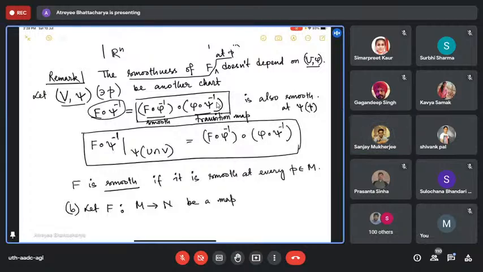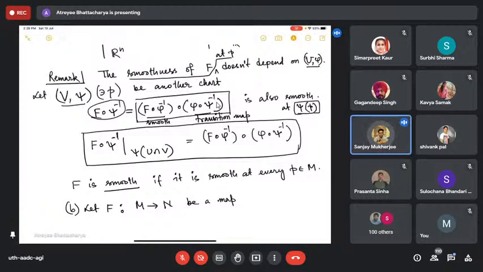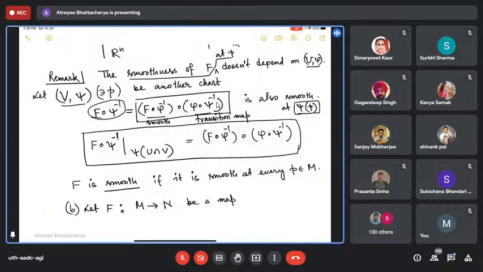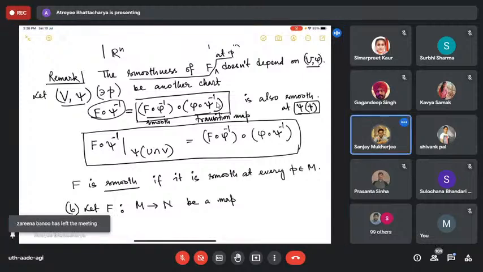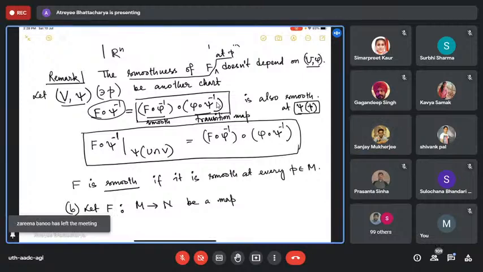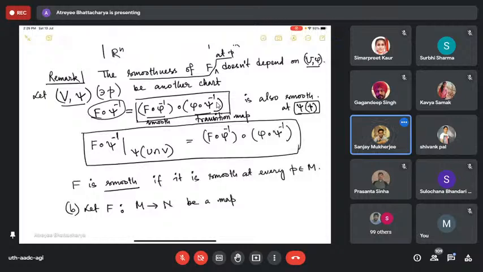So all we want is that the composition is smooth at the point psi of P. Whenever I take a composition of F composite psi inverse, then that composite map should be smooth at the corresponding point in the Euclidean space. And that is happening.